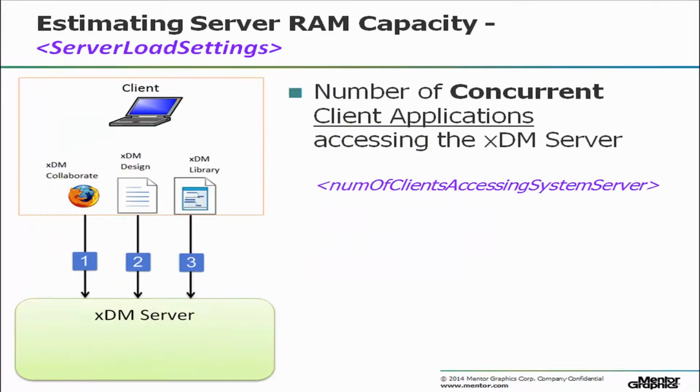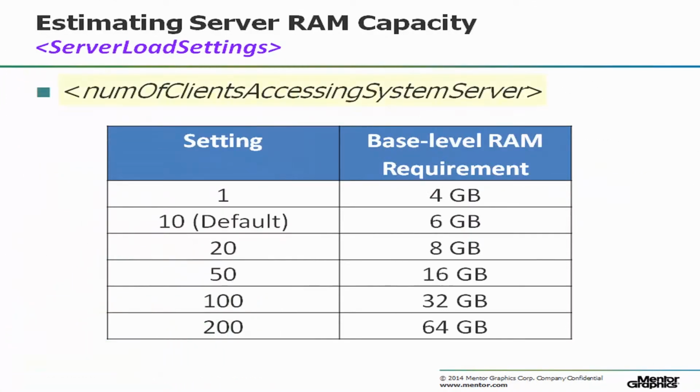To achieve optimal performance, it is recommended to choose the XDM server configuration based on the projected concurrent client application load. A user on a given client machine who connects to the XDM server with an instance of the XDM Design client, an XDM Library client, and opens a browser with XDM Collaborate would be considered as 3 client applications. Once you have estimated the number of concurrent applications accessing the XDM server, you should update the num of client accessing system server in the input XML to configure the server.